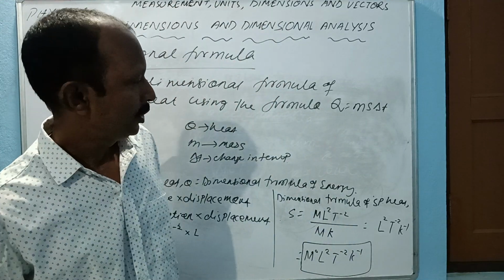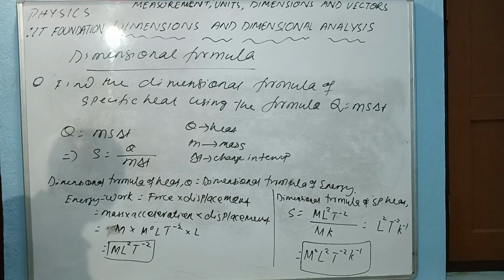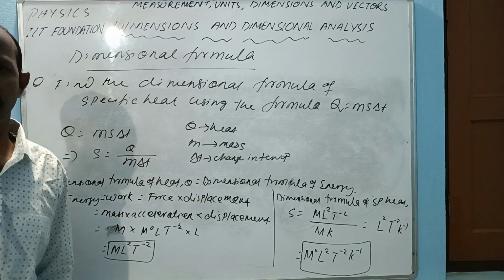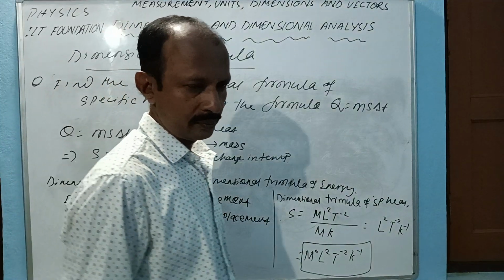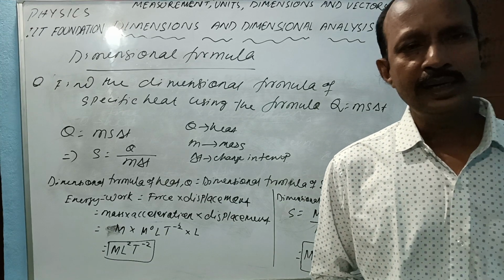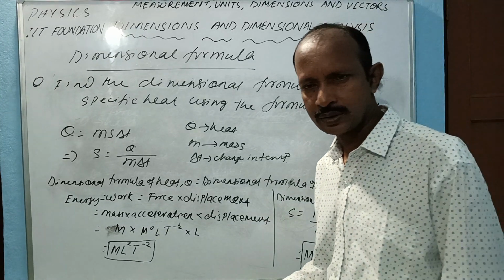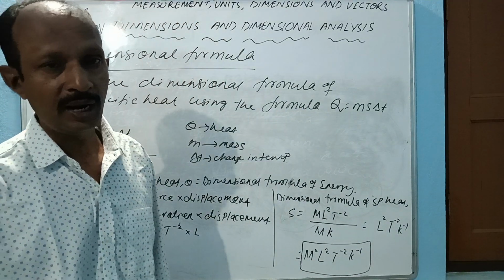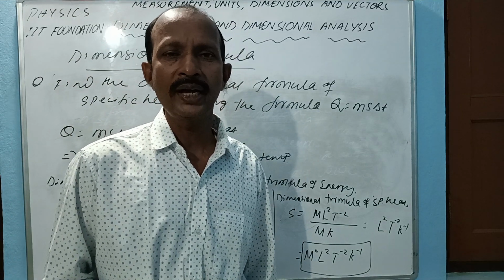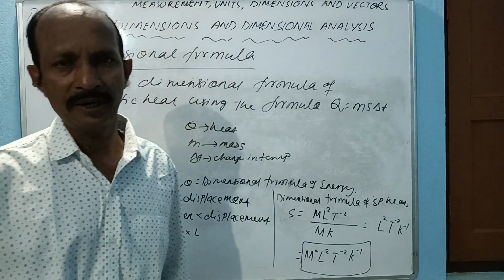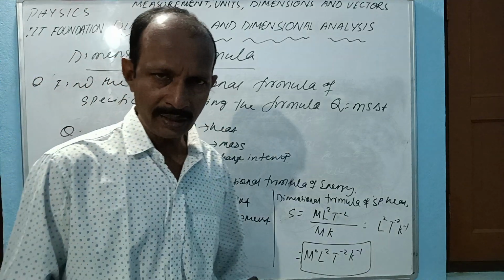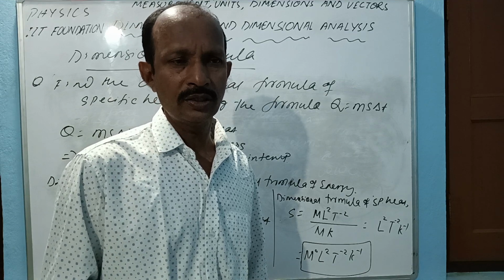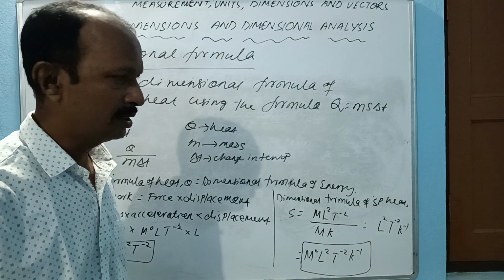I hope that you might have understood this class. So in my next video I shall explain some more dimensional formula and its applications in a different field. With the help of a dimensional formula, we can check whether a formula is correct or not. We can convert SI system into CGS system or CGS system into SI system. Many more things we can do.